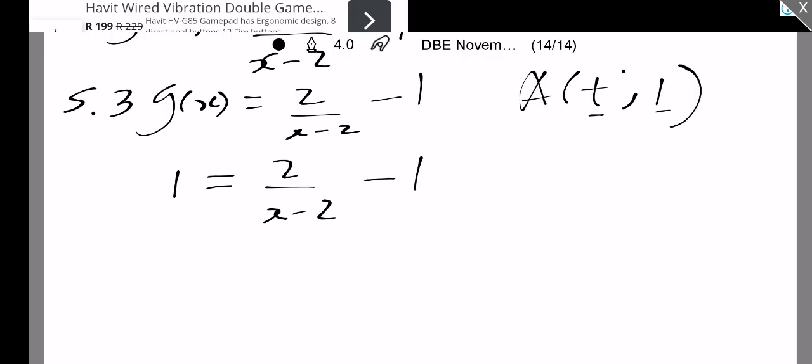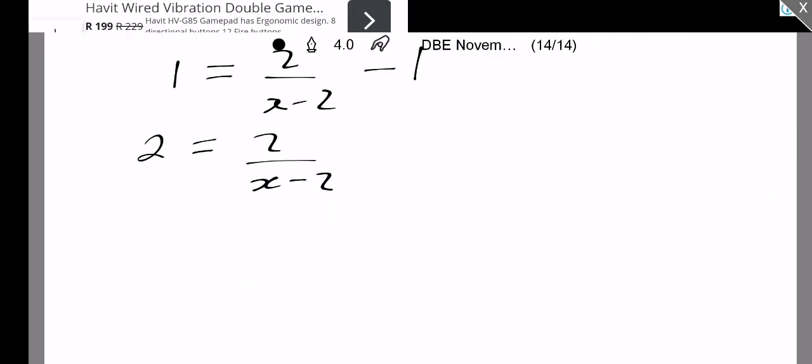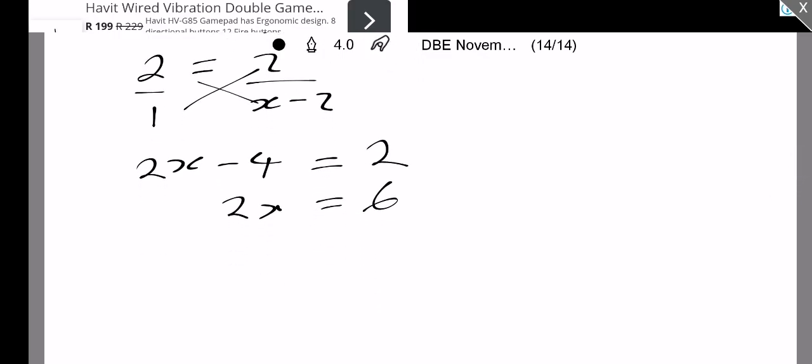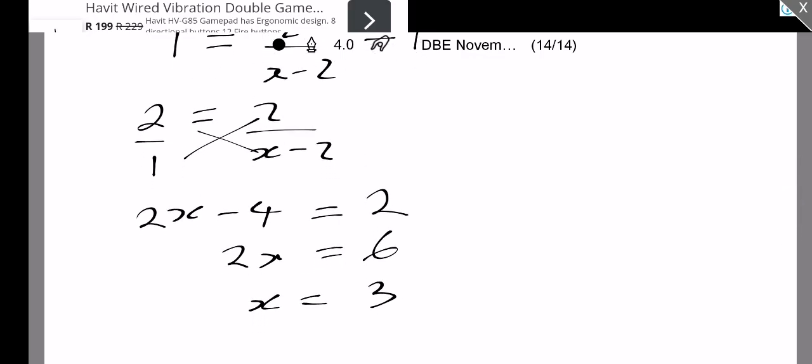Take 1 to the other side. It's going to be 2 equals 2 over x minus 2. Then you can cross multiply. This is over 1. It's going to give you 2x minus 4 equals 2. Then take 4 to the other side. You're going to be left with 2x equals 6, divided by 2. X will be equal to 3. That is the x coordinate at point A.